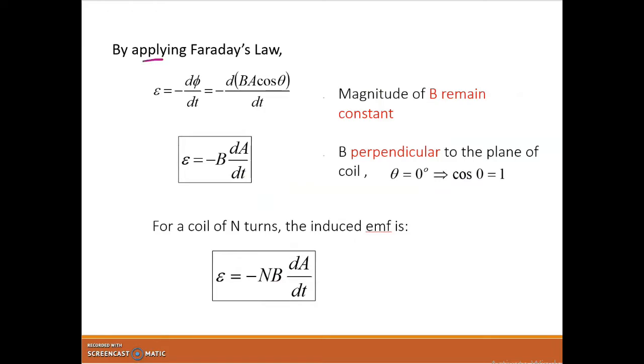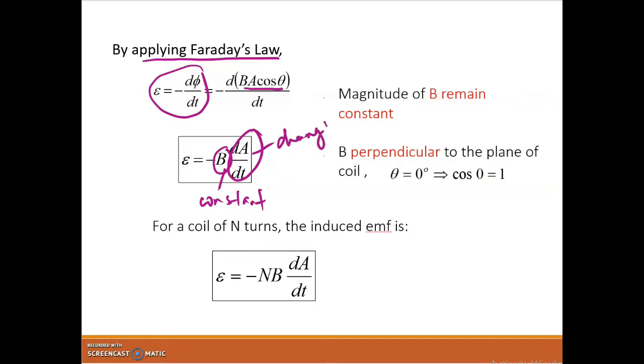Okay, by applying Faraday's law, once again we apply Faraday's law. We have EMF equal to negative d flux over dt, where flux is equal to BA cos theta. So now B is constant, and the area is changing with time. So now the formula becomes EMF equal to negative NB dA over dt, where dA is A final minus A initial over time.